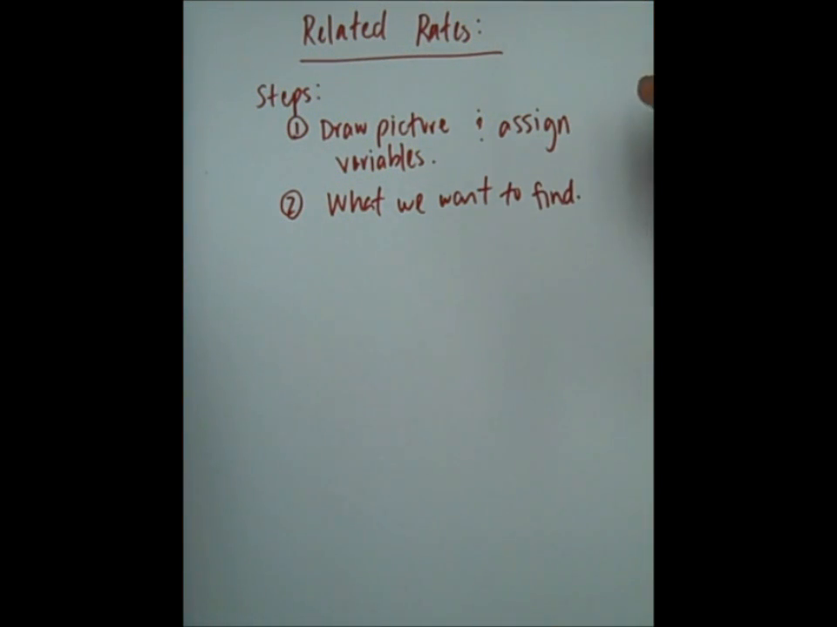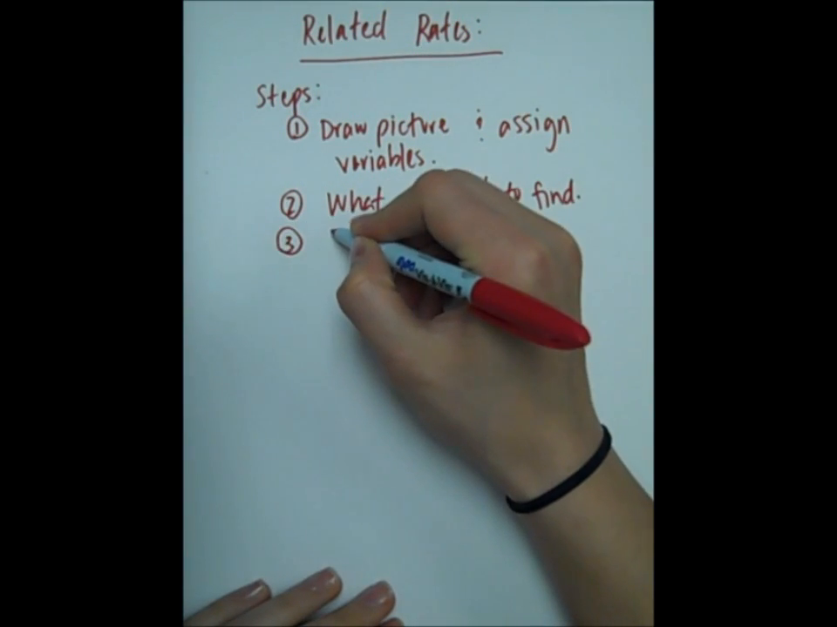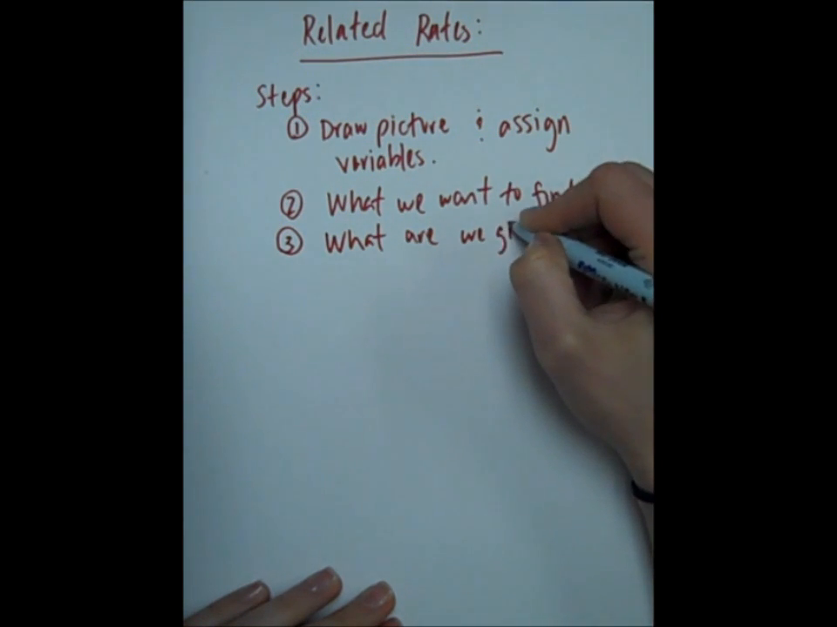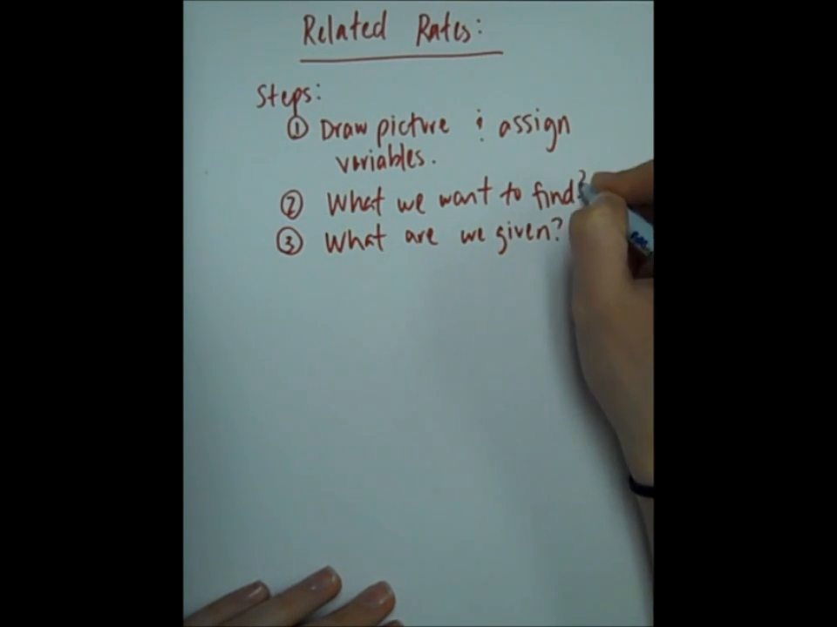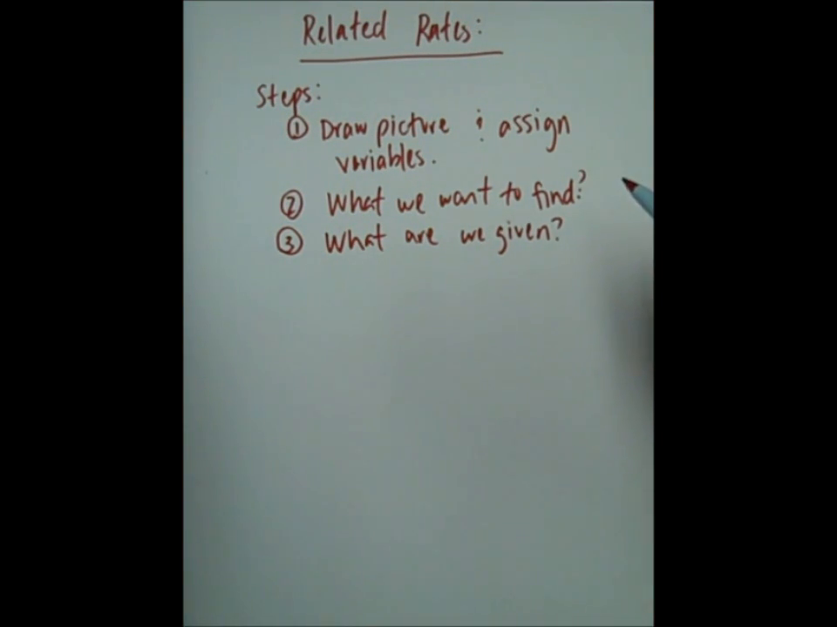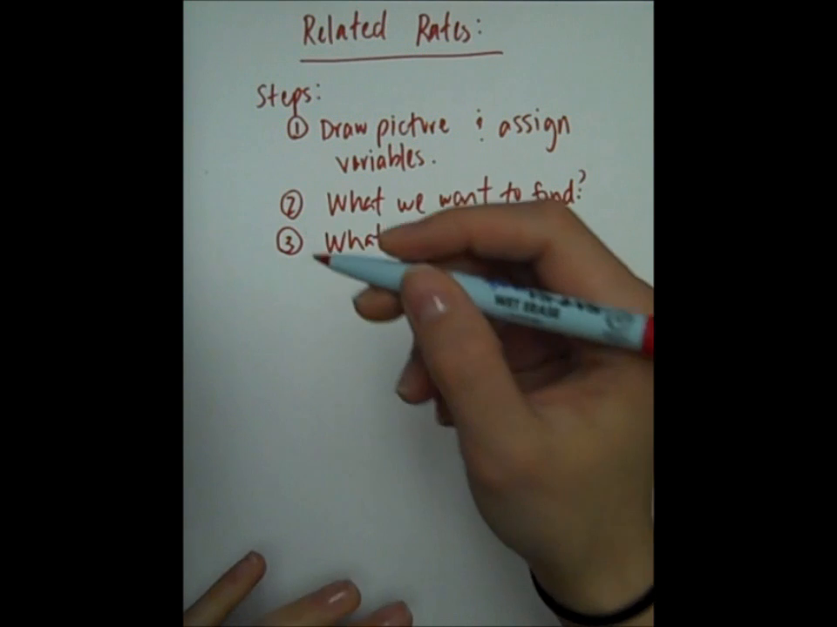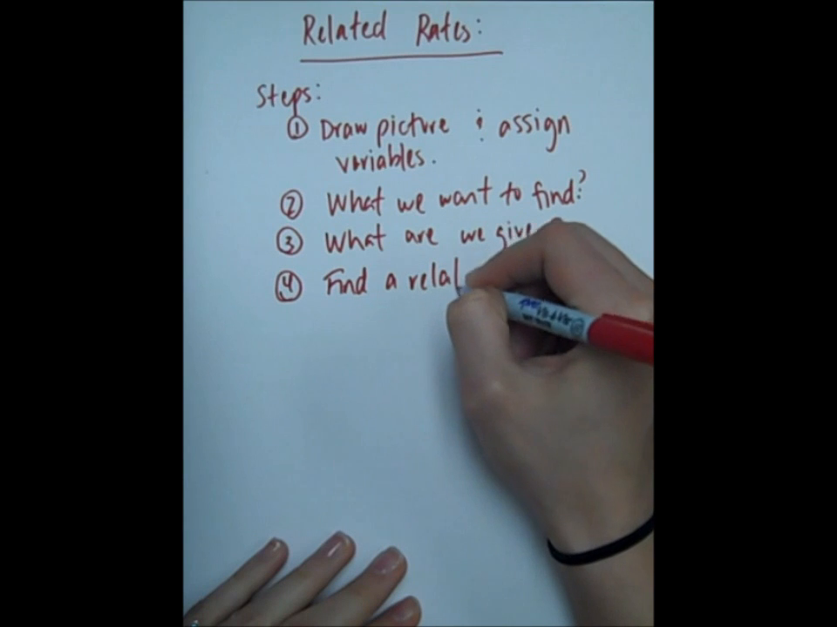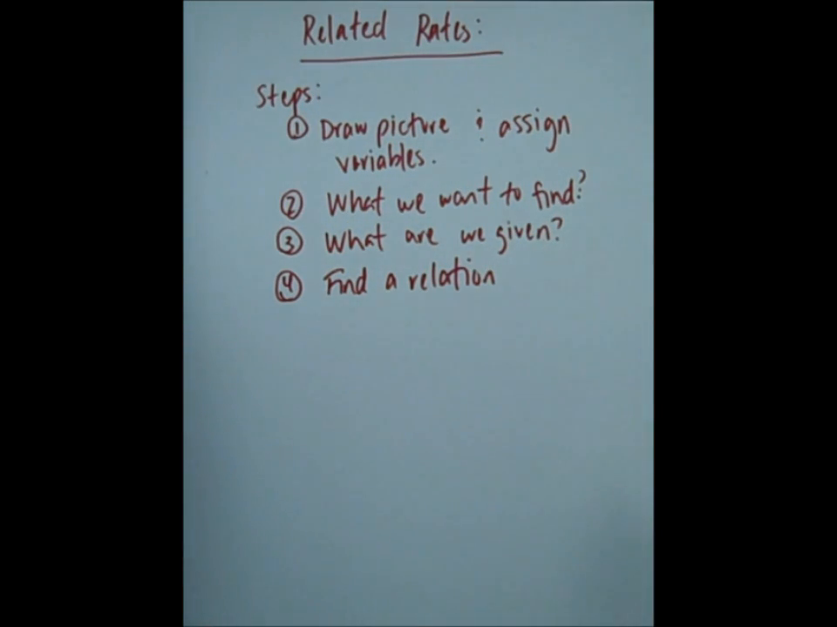So maybe we're trying to find the rate of change of volume, so maybe we're trying to find dV/dt or something like that. We want to write out what we're trying to find. Third, write out what we are given. In the problem, what variables are we given, what rates are we given, write all of those out. Fourth, find a relation between all of the variables and whatever you're trying to find.